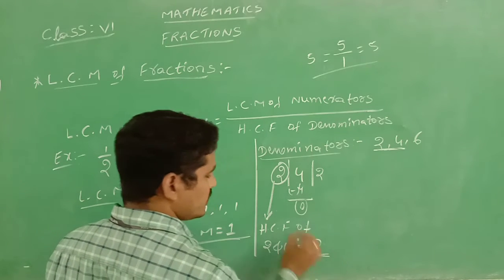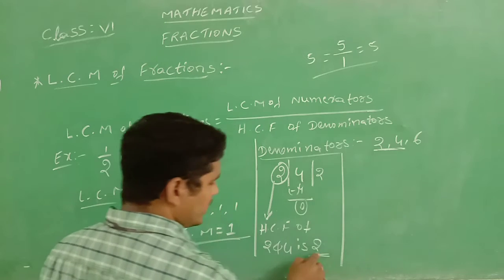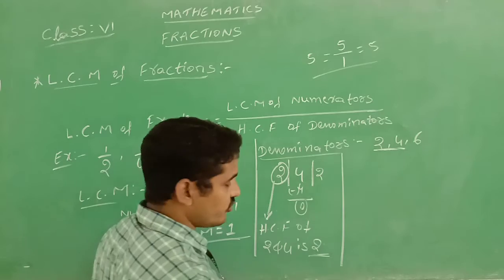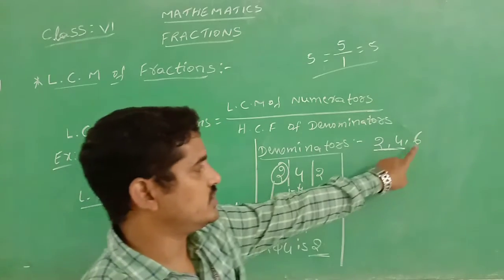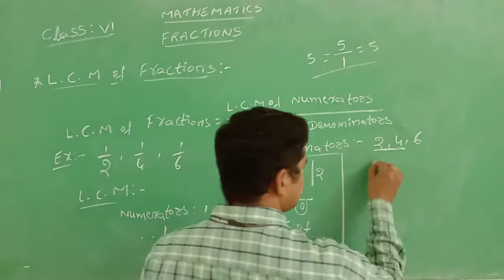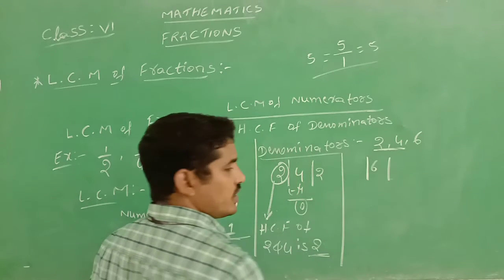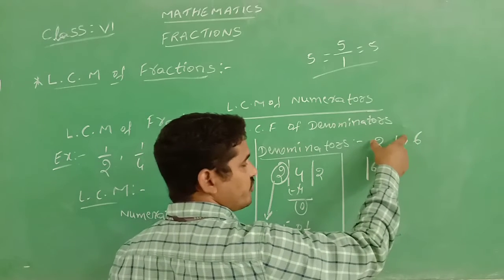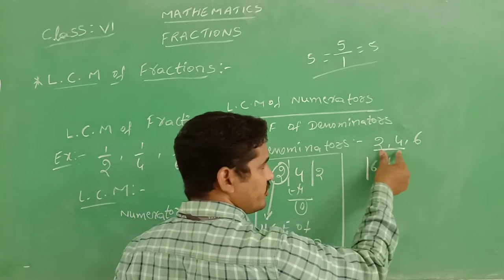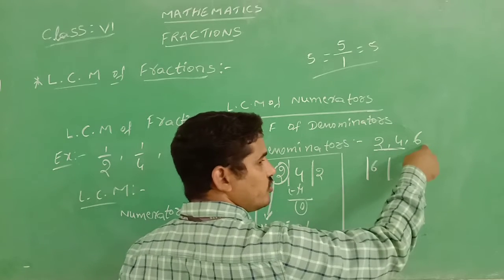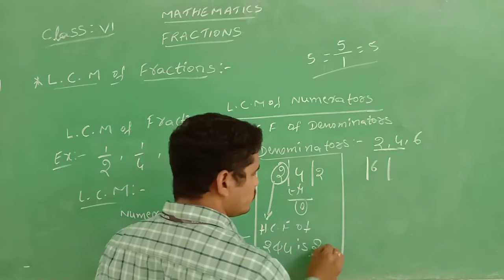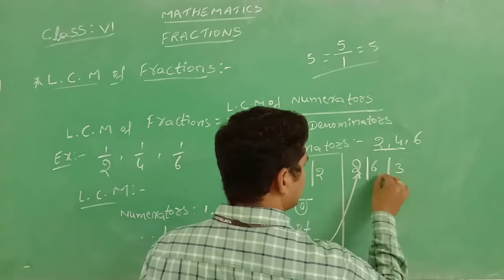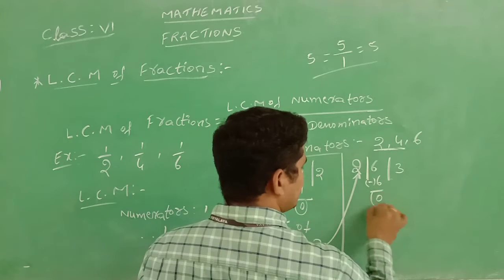We got that. But this 2 is only for 2 and 4, not for 6. Now we need to take the HCF with the 6. First we find the HCF for these two numbers, and then with that HCF we need to do the same with 6. So the HCF we got is 2. Writing this number, 2 3s are 6, then 0 is the remainder.